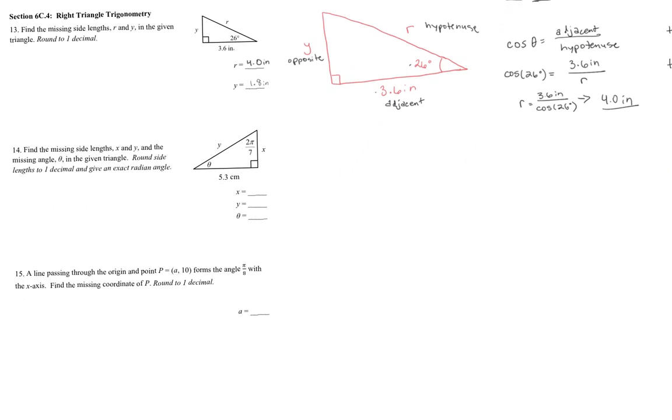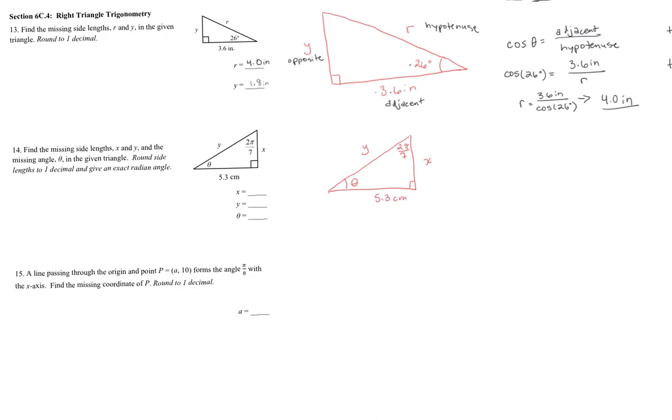Alright, next triangle. Same idea, but this time we're dealing with our angle measure in radians. First and foremost, we are given that it is a right angle. We are given this angle up here is 2 pi over 7. This angle here is theta. This side is y, this side is x, and this side is 5.3 centimeters.